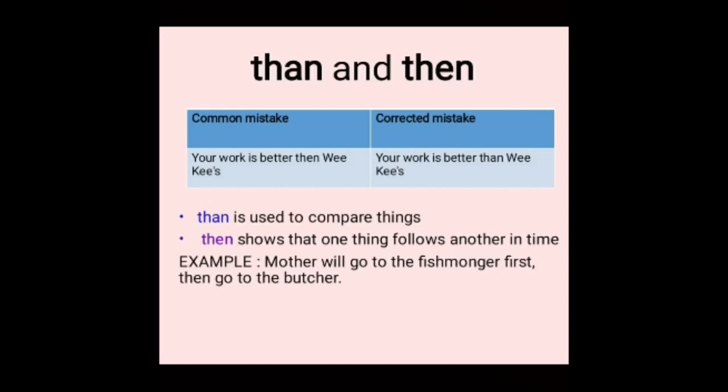For the common mistake, your work is better then Wiki's. And the corrected mistake is your work is better than Wiki's. Than is used to compare things. If we look at the corrected mistake, it is a comparison, which is your work is better than Wiki's.